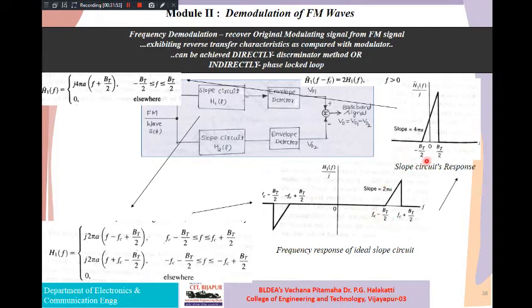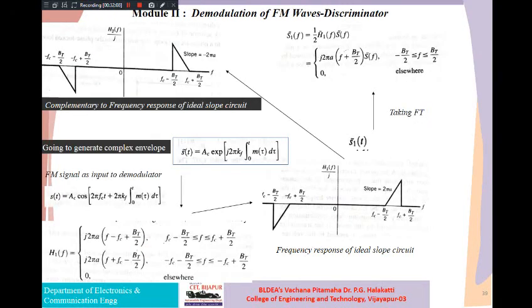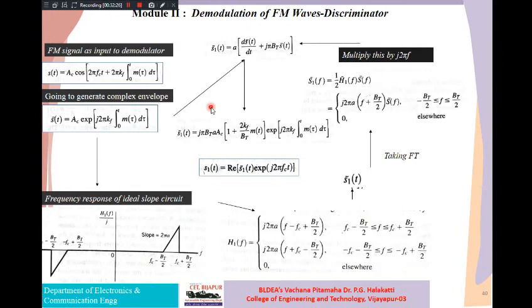The shifted version of the practical slope circuit's response in the frequency domain is equal to twice the transfer function of the ideal slope circuit response. So both characteristics have been shown here. Next, we are also considering its complementary frequency response, just for our convenience to discuss and to understand at the end how we are going to arrive at the reverse transfer characteristics. That's all. So the complete journey I have summarized here in slide number 40.